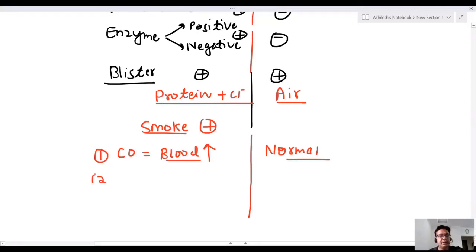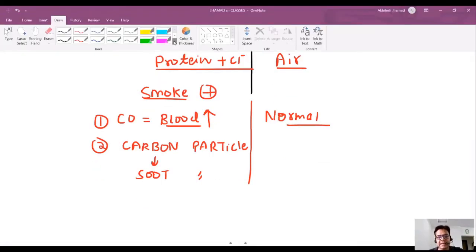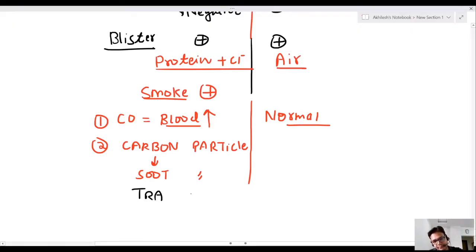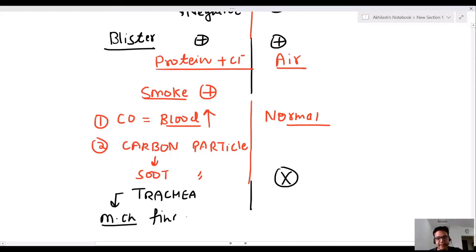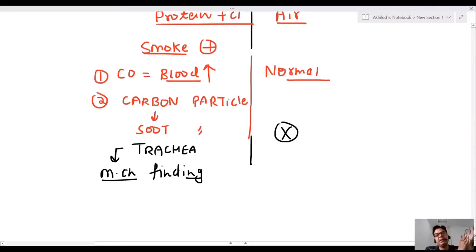Second, smoke has carbon particles, also known as soot particles. These are present in the trachea in antemortem burn, and never present in postmortem burn. This is the most characteristic finding of antemortem burn: carbon particles or soot particles present in the trachea.